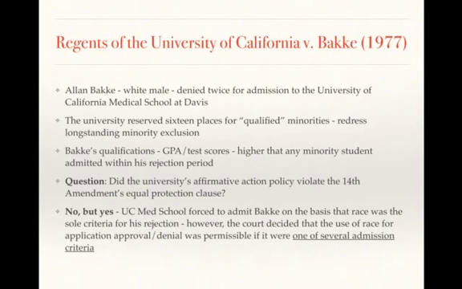So Allan Bakke was a white male who applied to the University of California Medical School at Davis twice, and he was denied admission twice. The university stated that they had reserved 16 places for qualified minorities in order to address the longstanding minority exclusion, and Mr. Bakke was one of those dropped in place of those qualified minorities. We later found out that Bakke's GPA and test scores were higher than any minority students admitted within this rejection period over these 2 years.